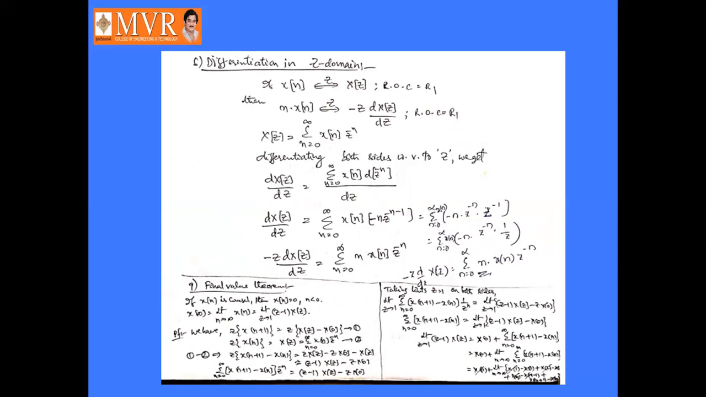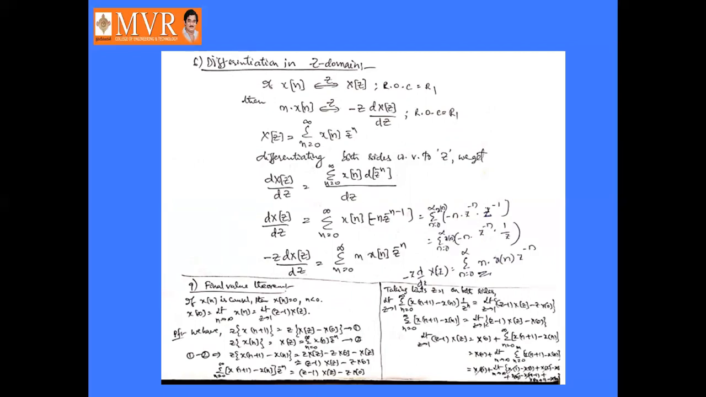So we have the z transform of x of n plus 1 is equal to z into X of z minus z into x of 0. Similarly, the z transform of x of n is equal to sigma n equal 0 to infinity x of n into z power minus n, right? That is equation number 2. So now we subtract equation number 2 from equation number 1.